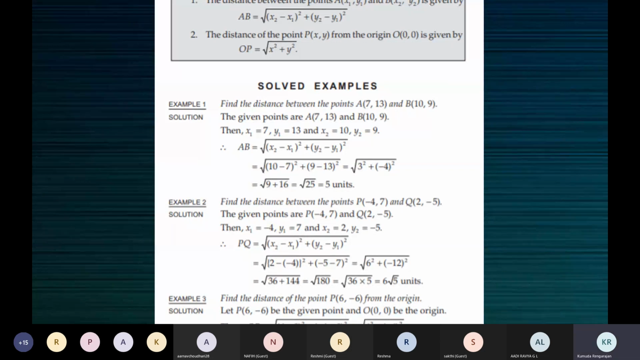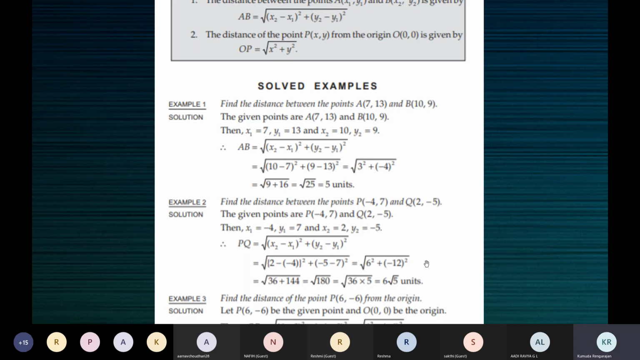Okay. Now tell me, I hope 1 and 2 is fine. Look at the third one. Find the distance of the point P given by 6, minus 6 from the origin. You can use the same formula. You will get the same answer, but quicker. Use this one and get it quicker. Fast.